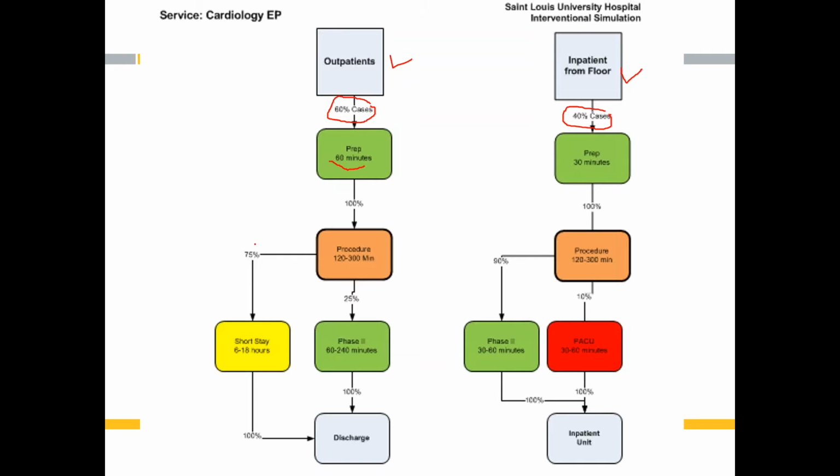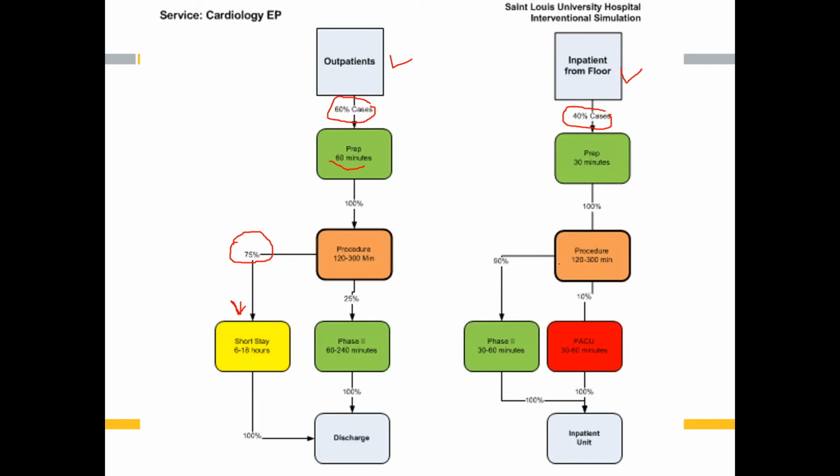But after the procedure for the outpatient area, 75% would be going to the short stay unit, and that was a significant change in how they were currently managing patients, but they felt that that would be appropriate if that resource was immediately available to them. The others would go to phase 2, and then they would be discharged.